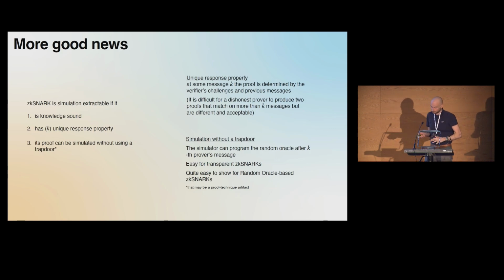Okay, so let me dive into these two properties. We have the unique response property. What we are saying here is that at some point, the protocol, the SNARK we have, becomes deterministic. Like the prover's actions become deterministic. The prover takes challenges. The prover can digest previous messages from the protocol, but does not add any randomness to the transcript.